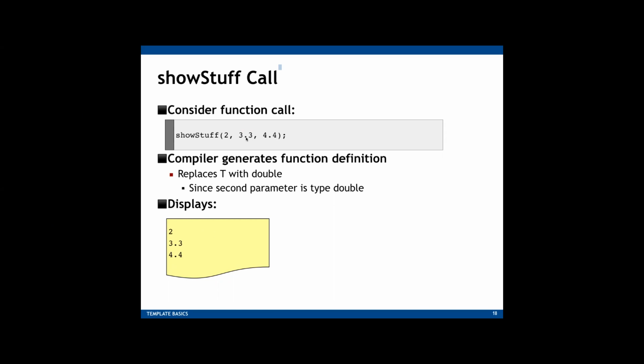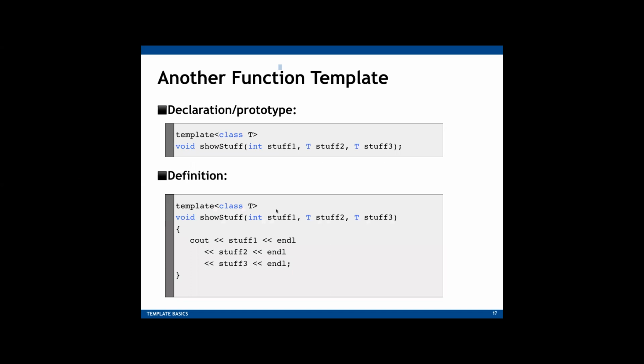But note that for the second and third arguments, we use a type parameter. So instead of passing a double here, you can pass any other type, such as a char here, or float, or int, or string as well. The compiler will generate the necessary code for you. All you need to do is just write these function templates.